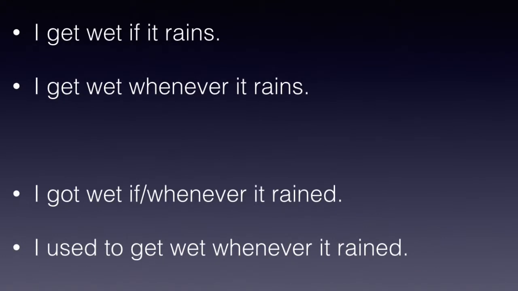Let's have a look at these four sentences with the main clause first. I get wet if it rains. I get wet whenever it rains. I got wet whenever it rained. I used to get wet whenever it rained. No comma, as you can see. So with the last sentence, for example, I used to work in Iceland, in Reykjavik, and it was always so windy there that it was impossible to use an umbrella. So I used to always get wet whenever it rained.